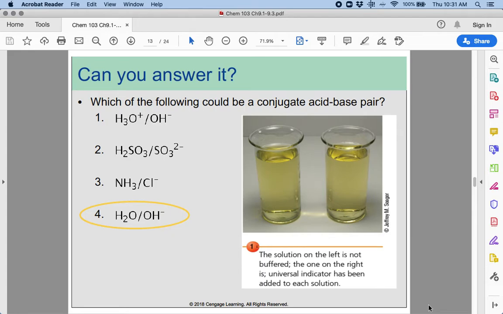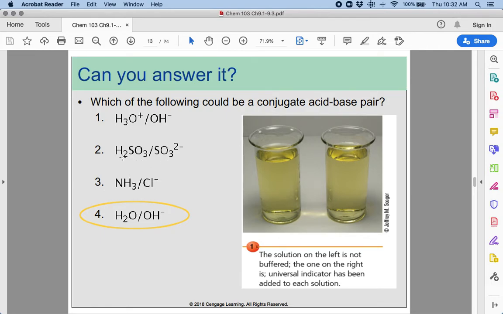The correct answer here would be the H2O to the OH minus. Think about it. If the H2O gave up a hydrogen, it would then become OH minus. And that doesn't work for any of these other ones. NH3 does not give up any hydrogens or take on any hydrogens to somehow magically become a Cl minus. That doesn't make any sense.